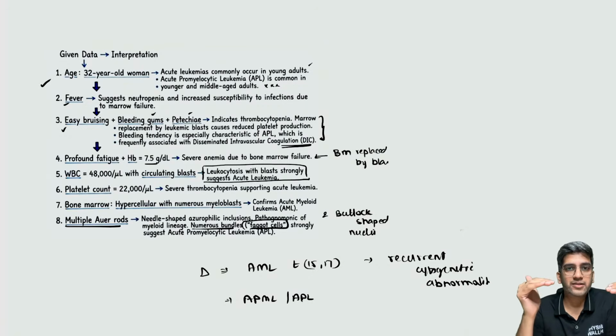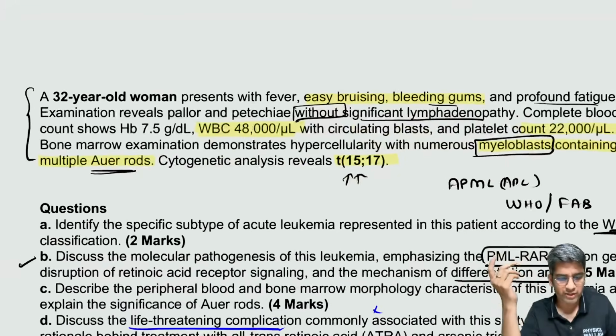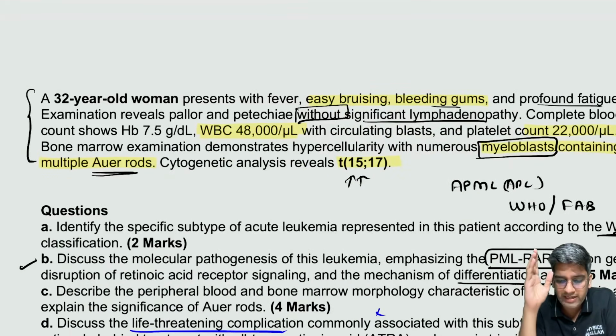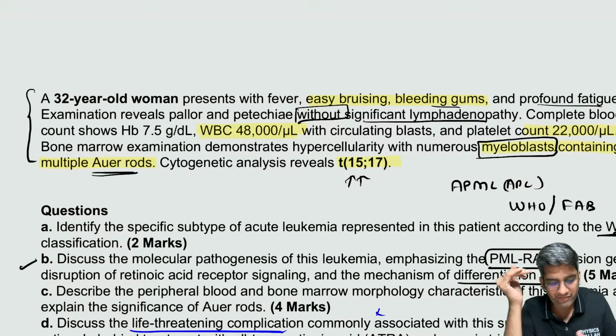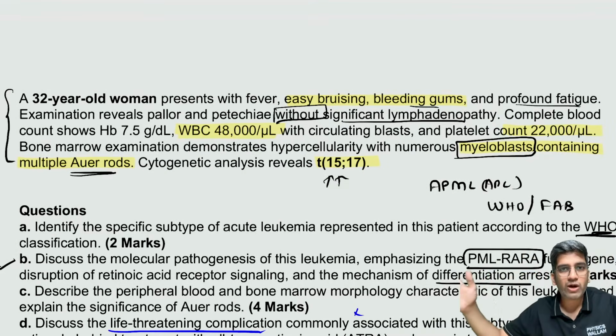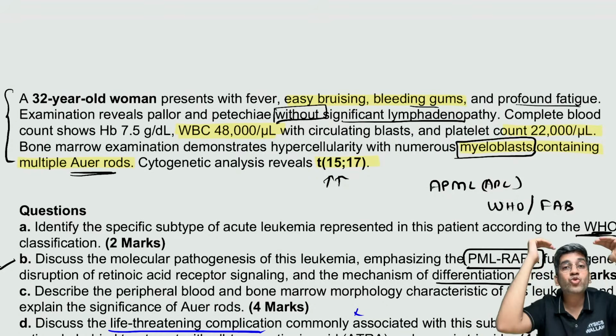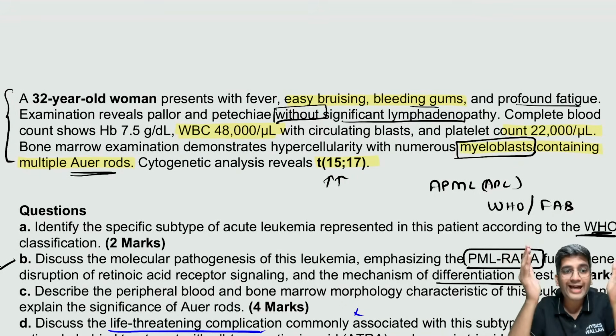Have filters, right? So let's take the same question and apply filters. Easy bruisability, bleeding gums, and profound fatigue. That's history, so it has to be either RBC, WBC, or platelets. Nothing beyond that, right? Then, no lymphadenopathy. WBC count is 48,000. Remove RBC and platelets. I have a WBC problem, and I have a very high WBC count, so it has to be a malignant WBC problem. I narrow down further. Then I have myeloblasts. My answer is sorted.